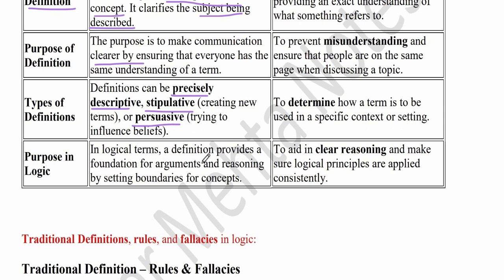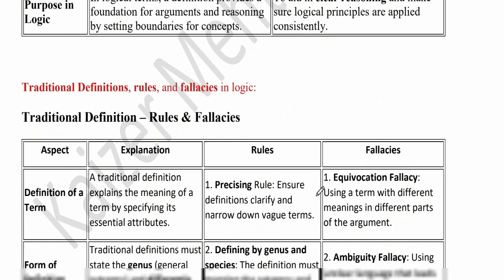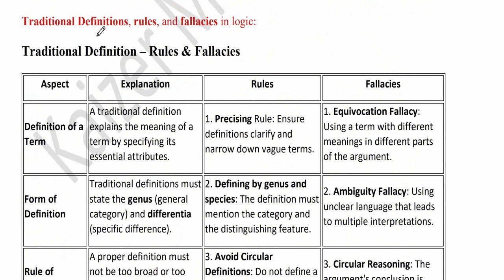In logical terms, a definition provides a foundation for arguments and reasoning by setting boundaries for concepts. It helps in clear reasoning and makes sure logical principles are applied consistently. What are the fallacies? Fallacies and rules. Okay, so let's look at all the different types of rules.